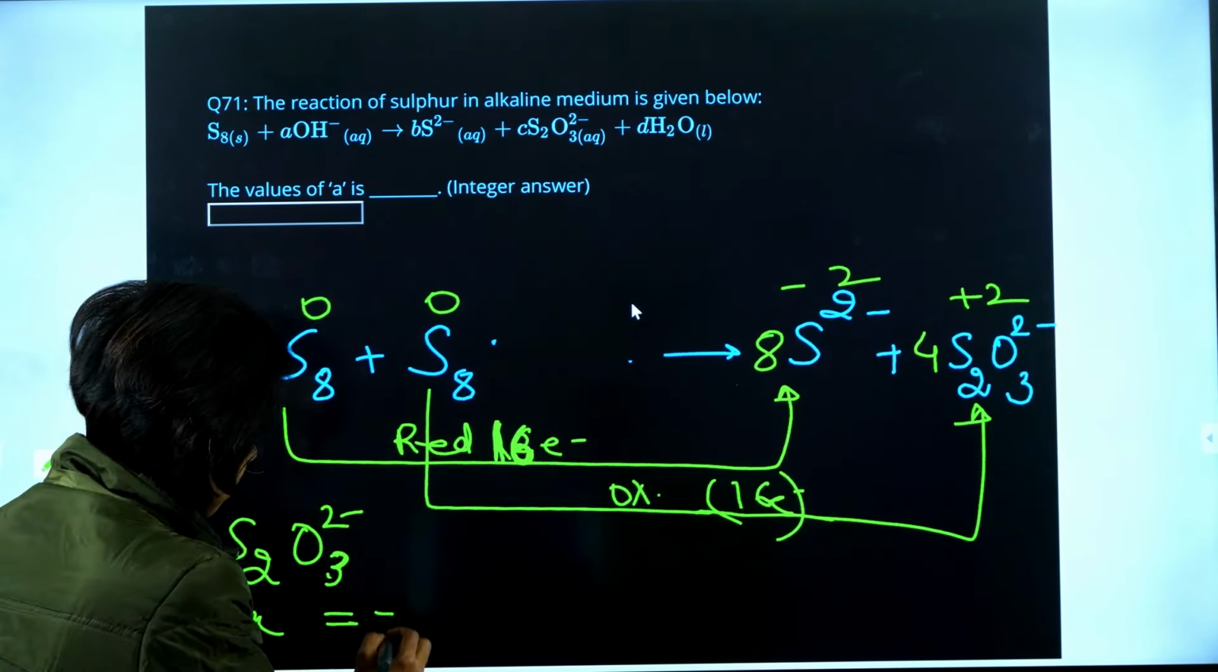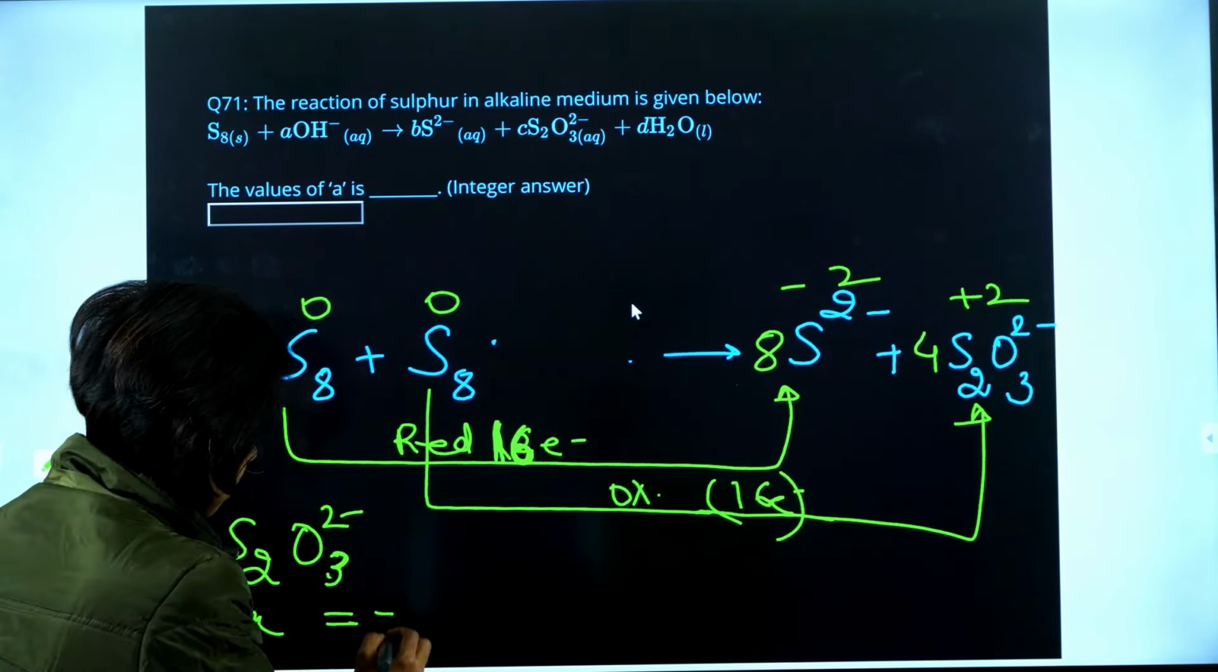Oxygen is not balanced. To balance oxygen, we use the medium, right? First we balance the oxygen atom by adding, on whichever side is deficient in oxygen atoms, that many water molecules. So we have 14 oxygen atoms here, and 4 into 3, so 12 oxygen atoms here. So we'll add 12 water molecules here.